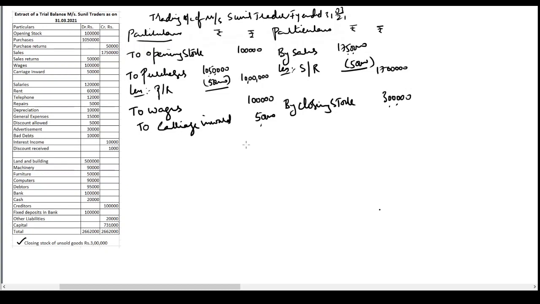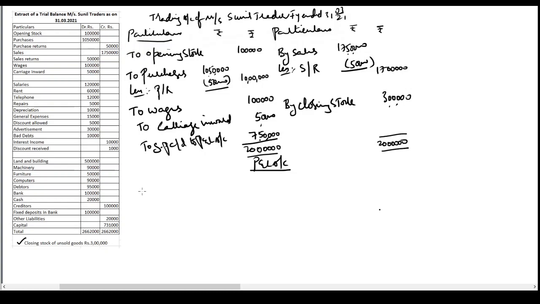Now we can calculate the gross profit of the business. 17 lakh plus 3 lakh is 20 lakh. 20 lakh minus the expenses, 12 lakh 50,000. So we have 7 lakh 50,000 as my gross profit. So I'll write to gross profit carried down to P&L account. So this amount is transferred to the P&L account. From here we'll continue and we'll prepare the P&L account.